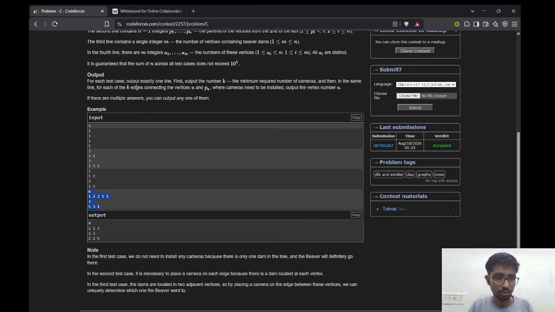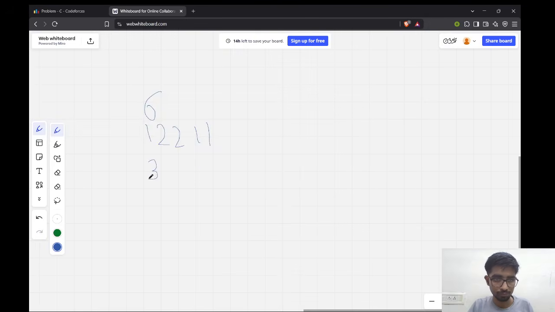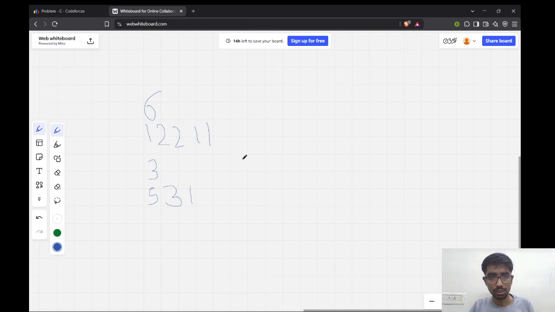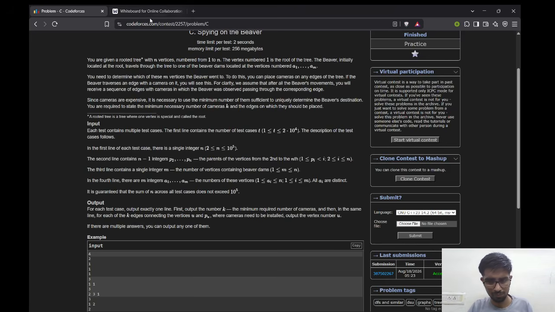612211 and three. It is 531. These are the values of the parents, means the parents of each particular vertex, the parents of vertices numbered from 2 to n.